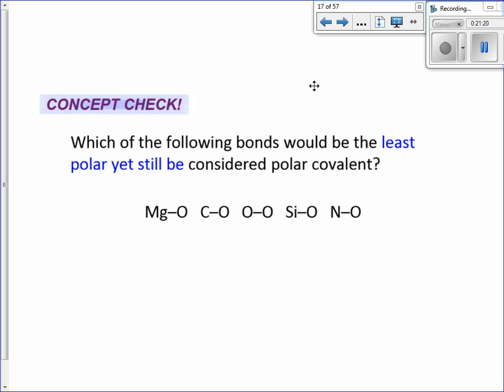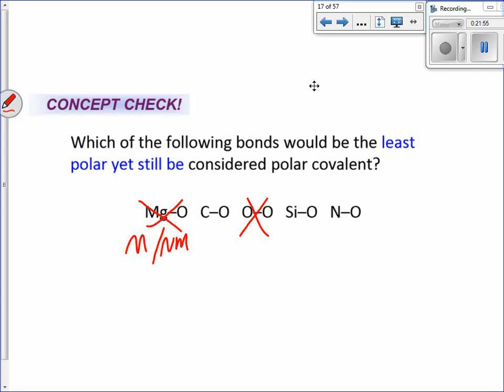So, looking up here at your choices, which of the following bonds would be the least polar but yet still be polar? Which one can I cross off immediately? Because that's going to be zero, so we're going to get rid of that one. What else can I cross off? You should automatically recognize it as being not anywhere in the covalent range. MgO, why? It is ionic. It's a metal and a non-metal. So you can cross that one off.